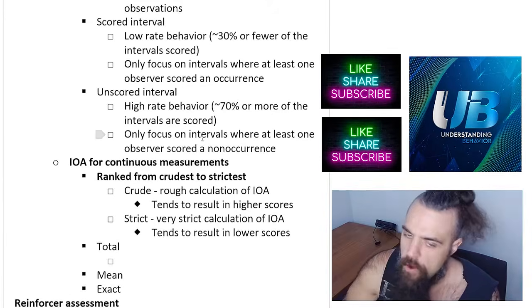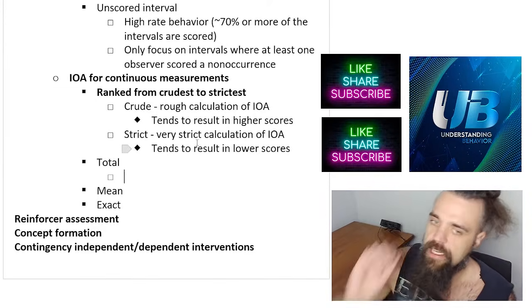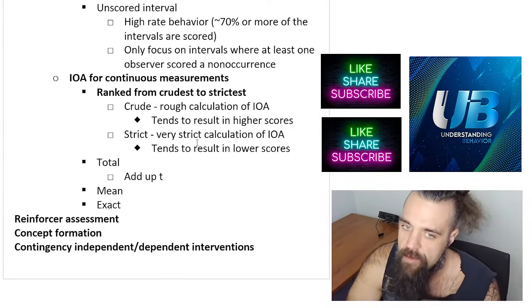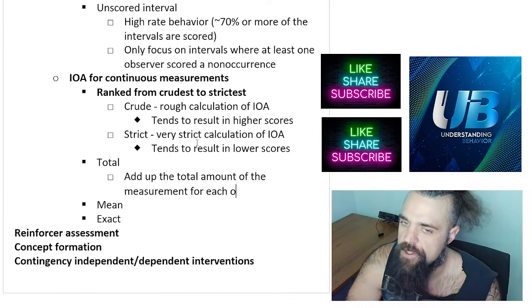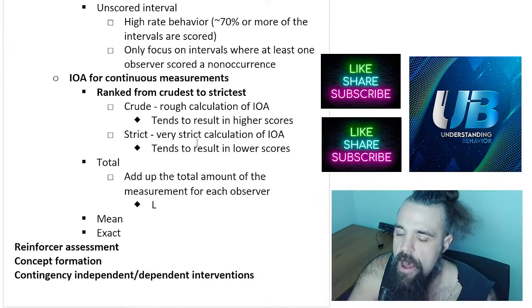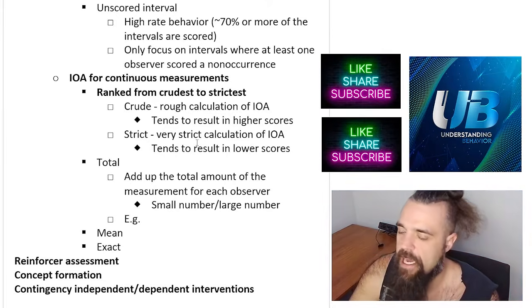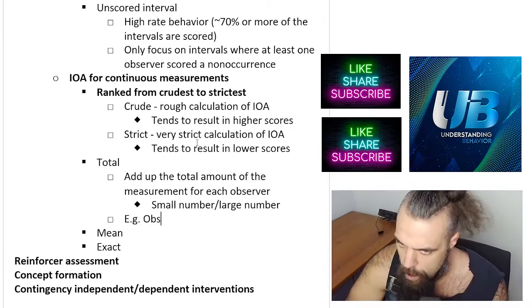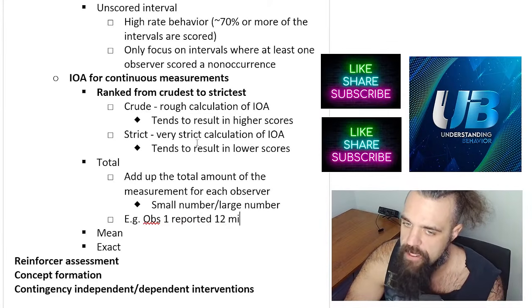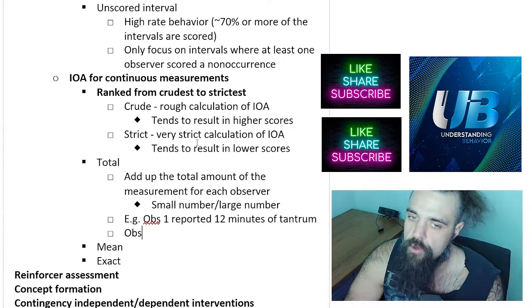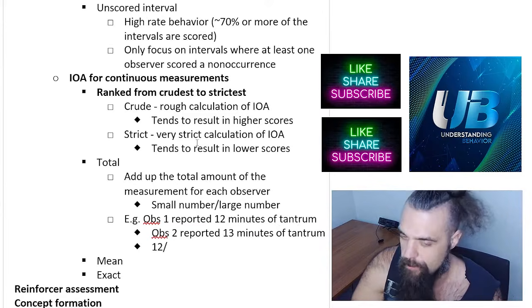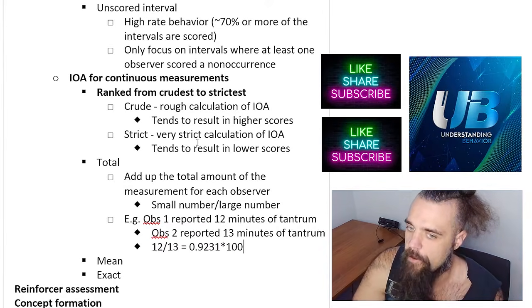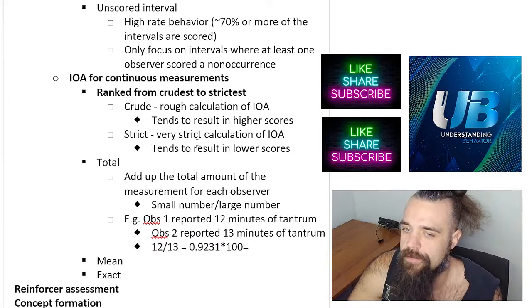I like that, Kalia. Total, again, is a very rough calculation here. Essentially, we add up the total amount of the measurement for each observer. And then we take the small number divided by the large number. So let's get a quick example of that. Let's say observer 1 reported 12 minutes of tantrum, and observer 2 reported 13 minutes of tantrum. It's literally going to be this simple. We just take 12 divided by 13, and now we've got our IOA. So yeah, not times 100 twice.